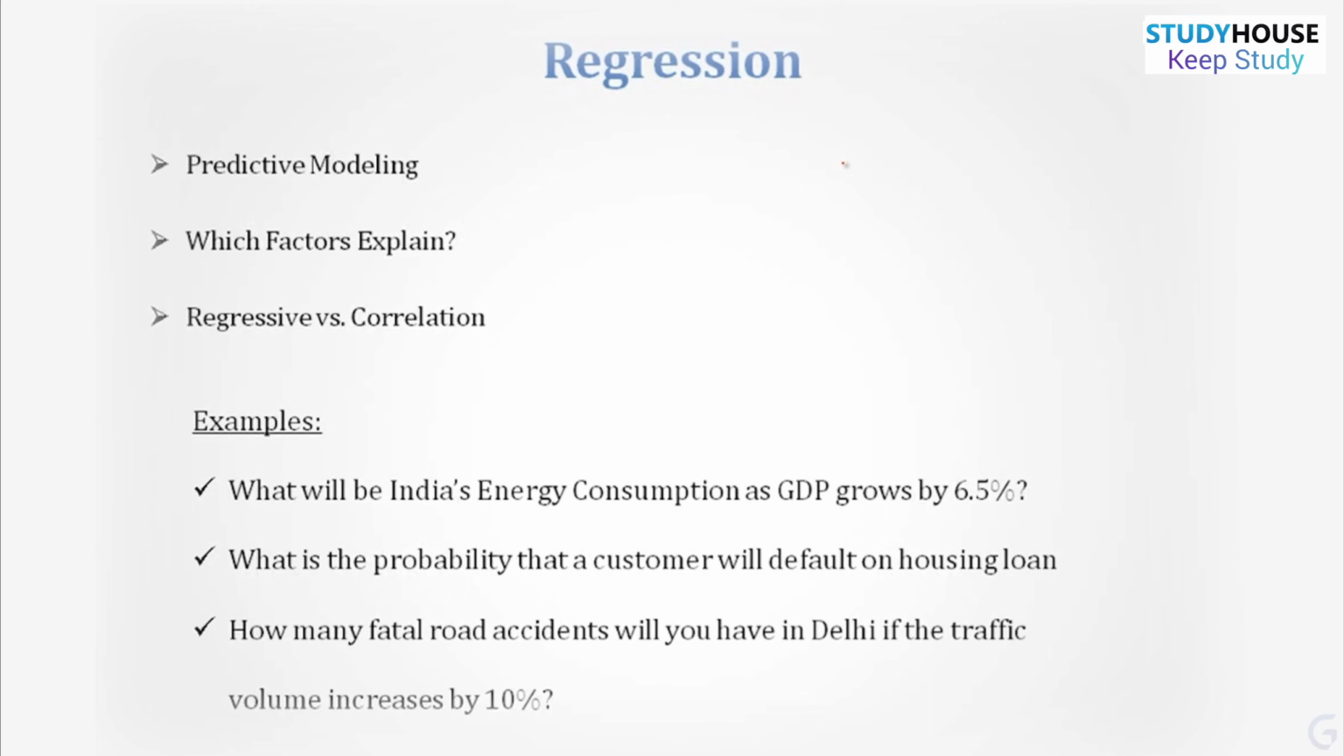The third example is, how many fatal road accidents will we have in Delhi if the traffic volume increases by 10%? Okay. So first of all, why is this problem interesting? It could be of tremendous interest to insurance companies, because in the event of a fatal accident, the insurance company has to make a payout for all those people who are insured, and they might want to recalculate the entire premium value and the actuarials based on how much they think fatal accidents are going to increase next year in Delhi, given that we expect the traffic volume to increase by a particular percentage.